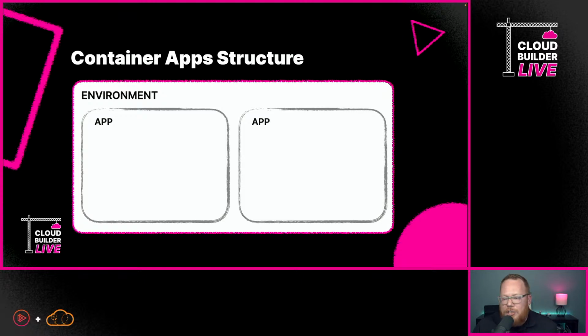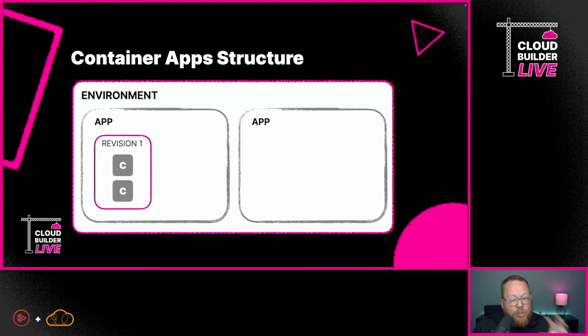Also, inside of each app, we have revisions. You can have not just one, but multiple revisions going at a point in time. As I mentioned earlier, Container Apps supports traffic splitting, so you could do blue-green deployments, or A/B testing, those kinds of things. You'll also notice here that revisions technically can have multiple containers. Now, we're just going to be doing a very basic single container deployment.